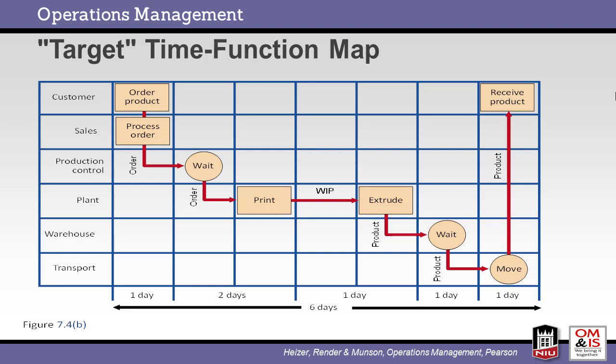The result is a reduction in the number of swim lanes crossed from 10 to 6, and a total cycle time reduction from 52 days to 6 days. Note that this is achieved without reducing the time available for the value-added processes. Quite an improvement.